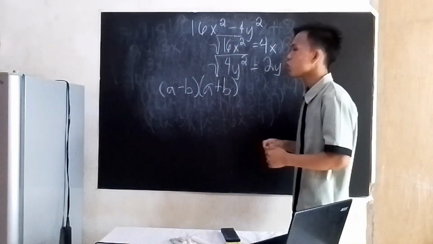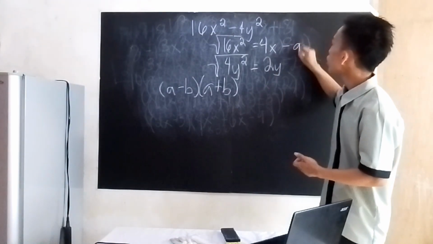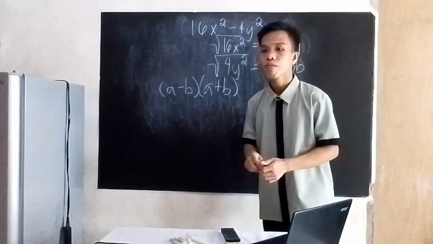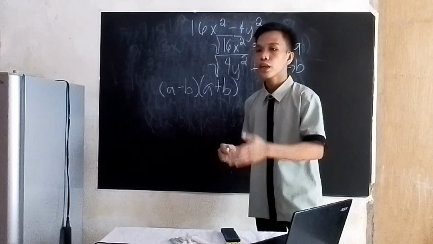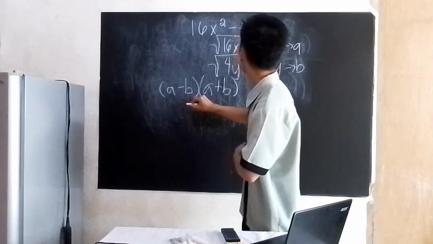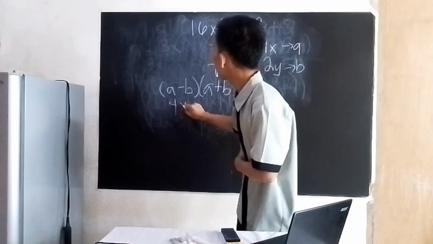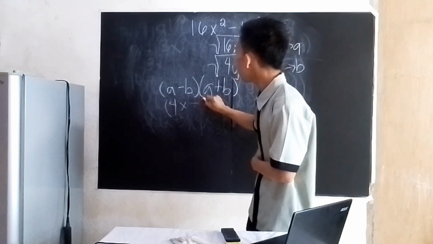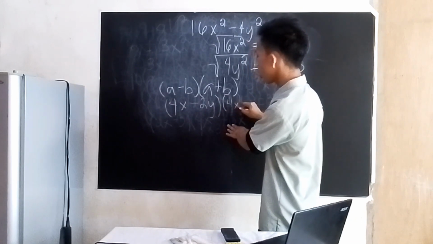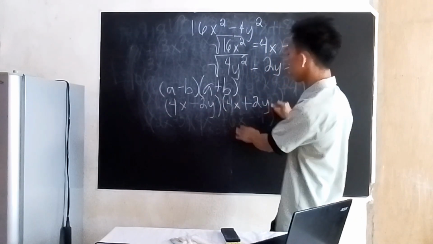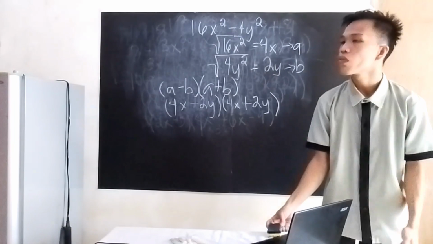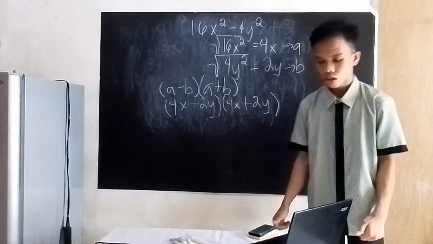Can anybody substitute the given values to our formula? Let's have Mardocchio. Thank you, Mardocchio. So that will be 4x minus 2y multiplied by the quantity of 4x plus 2y. Do you have any question about the difference of two squares? Are you clear with that?